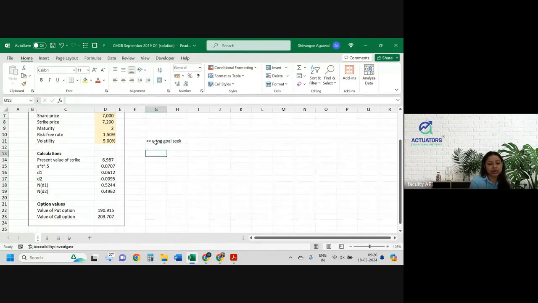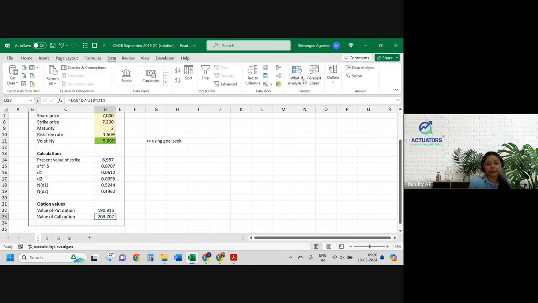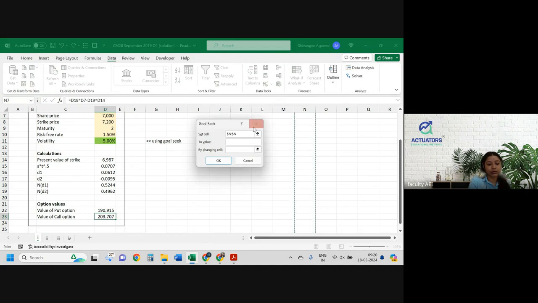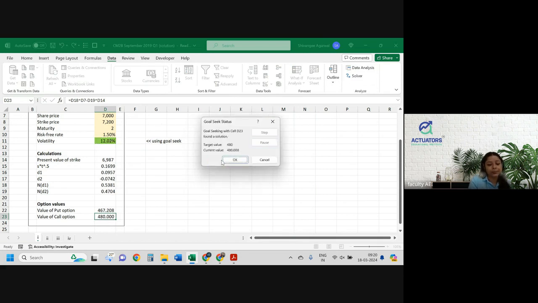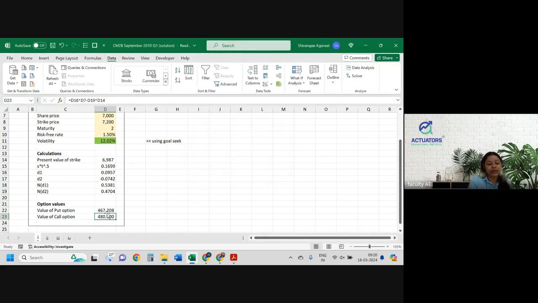That's how you write. And you need to give the steps as well, because the examiner does not know how you have calculated this. So you need to tell the examiner how you have calculated the volatility. So what I will do is I will set this cell to value 480 by changing the volatility. Okay, so we are getting exactly 480 over here, and the answer is 12.02.